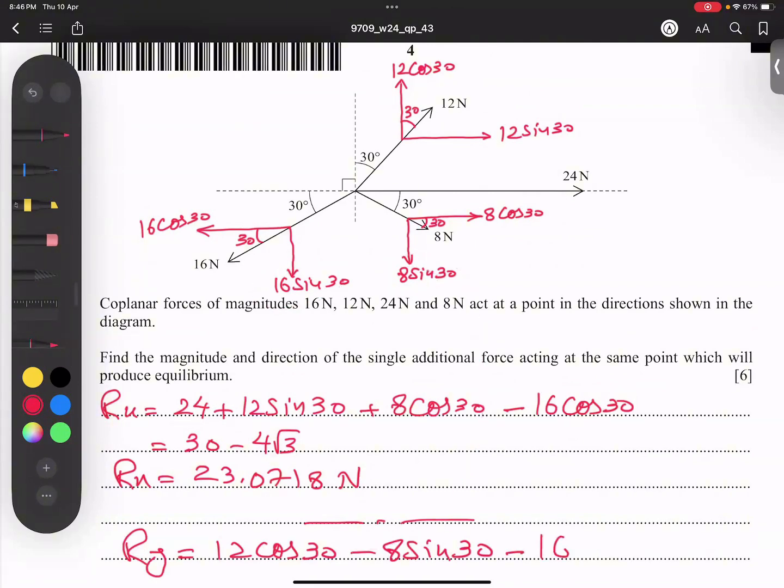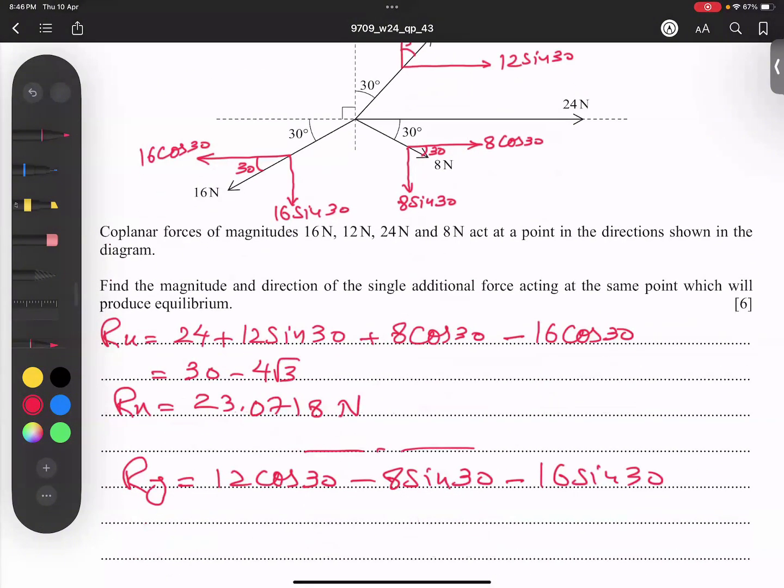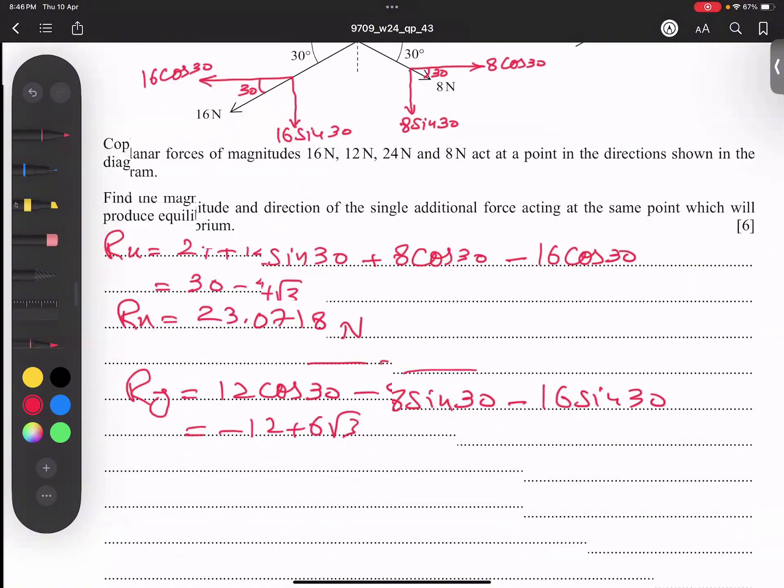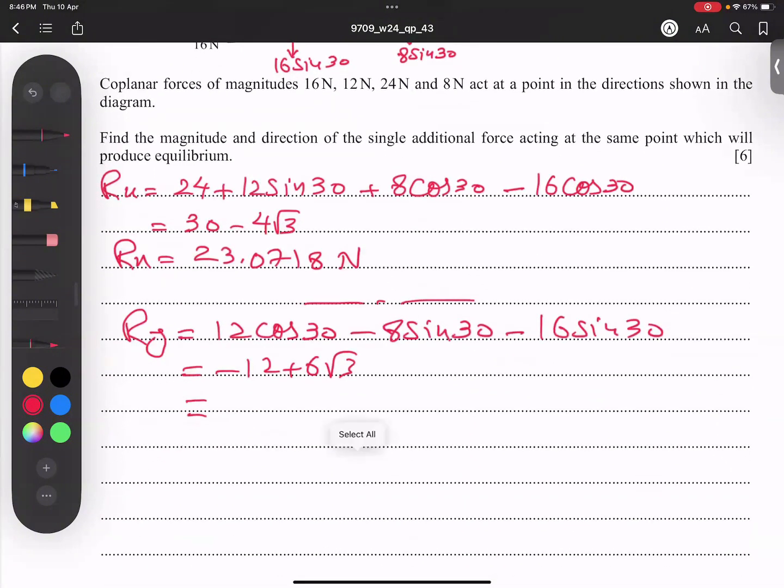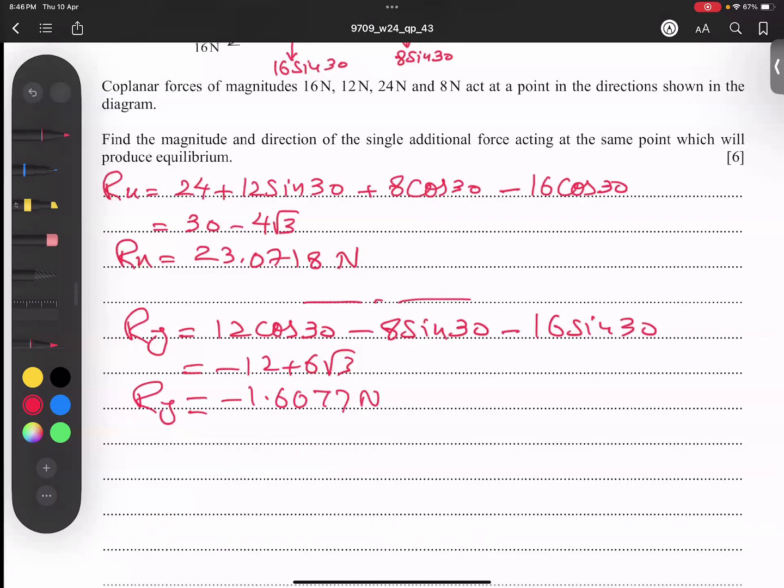So negative 16 sine 30. And if you type in the calculator, times 12 times 2 cos 30 minus 4 and minus 8, I got the exact form, minus 12 plus 6 root 3. And in decimal format, I'm getting here, students, negative 1.6077 newtons Ry.